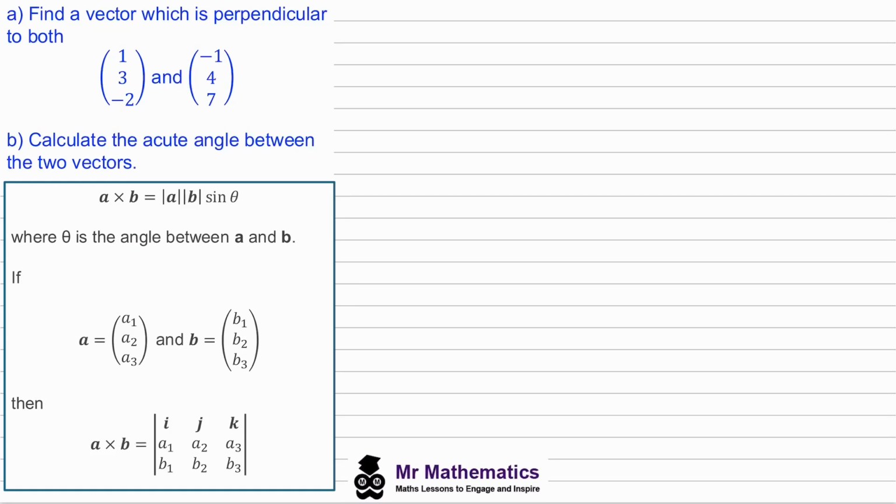Hi everybody, this is my second video on using the vector cross product. In the previous video, I showed you how we can derive that A crossed with B is the determinant of this matrix, where A and B are given here. In this video, I'm going to show you how to use this to find the normal vector between two known vectors and the acute angle between two vectors.